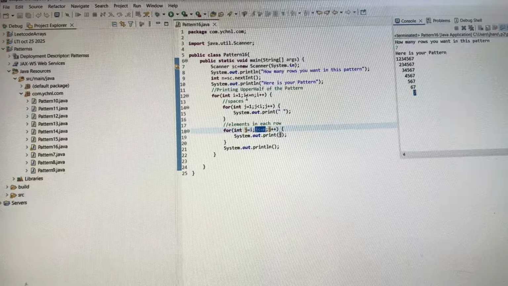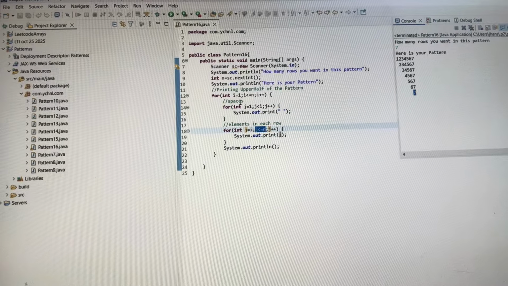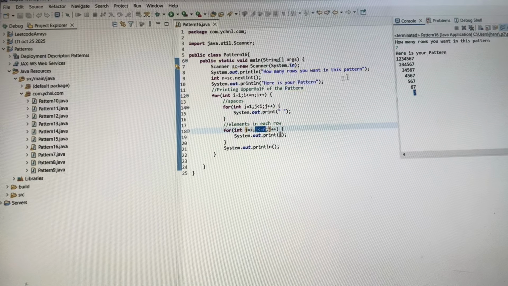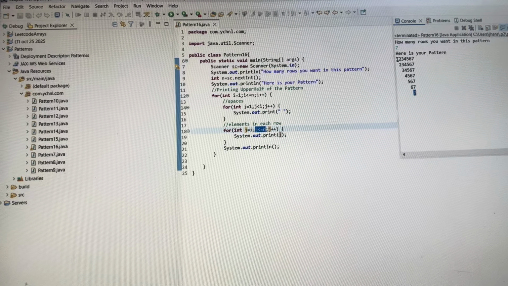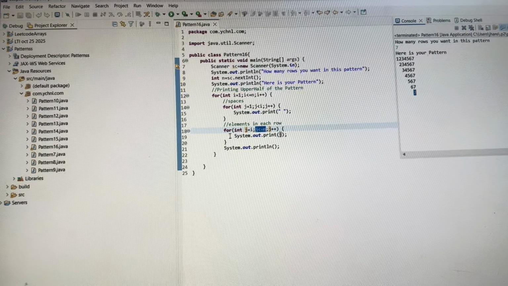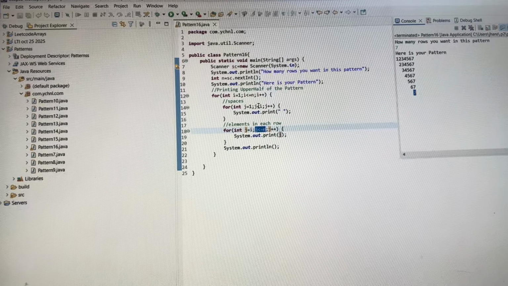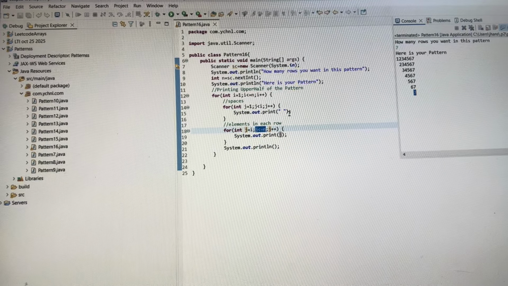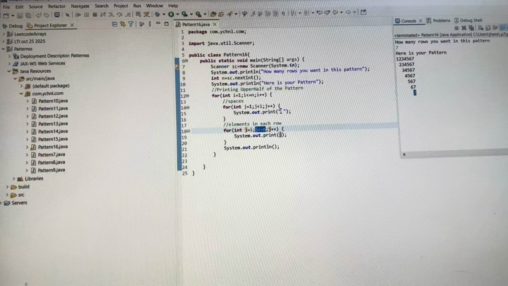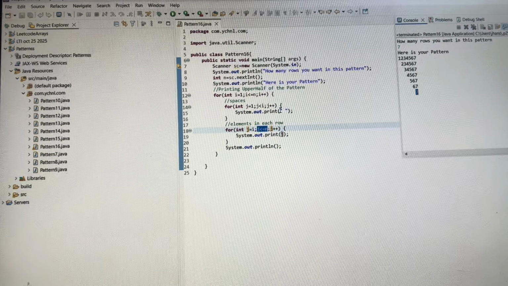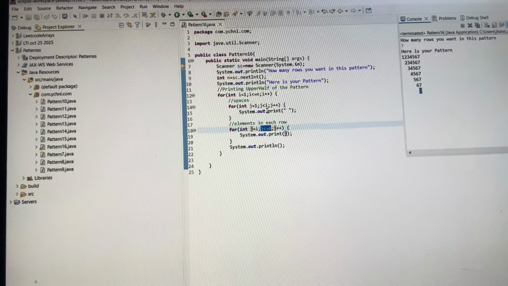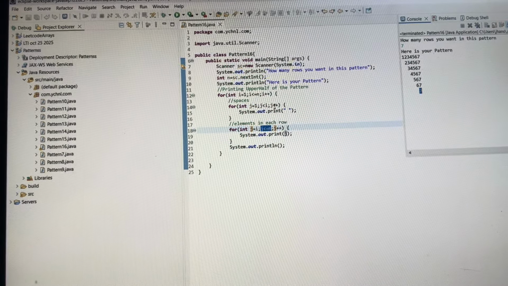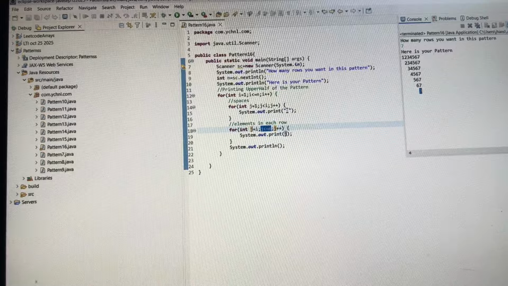Okay, now to print the spaces, for int j equal to 1. J is equal to 1, we don't want any space in the first row. If you see, there is no space in the first row, right? That's why 1 less than 1, this condition will fail, and it will not print any space for the first row, because for int j equal to 1, j less than i, 1 less than 1, the condition will fail.